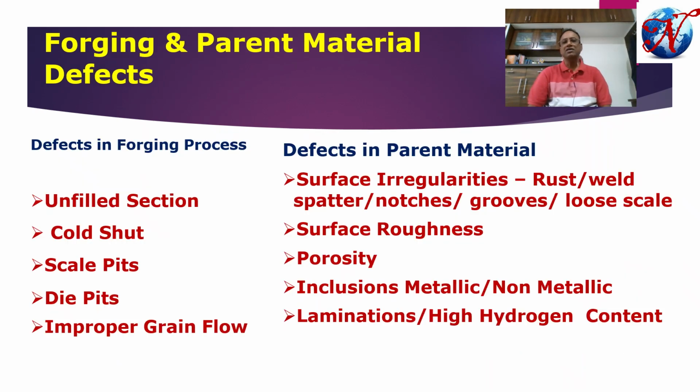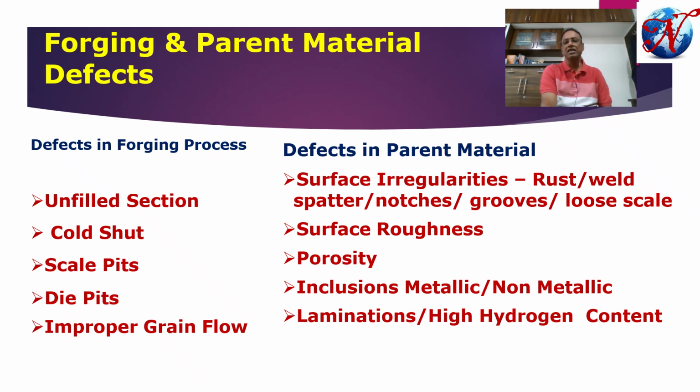In the same way, as with forging and parent material inspection, we can interpret the appearances of defects like unfilled section in forging, cold shut, scale pit, die pit, and improper grain flow. In the case of parent material inspection, surface irregularities like rust and weld spatter, notch grooves, loose metal, surface roughness, porosity, metallic inclusion and non-metallic inclusion, lamination, and high hydrogen content cracking are causes of defects in the parent material, and they can be interpreted with the help of radiography.